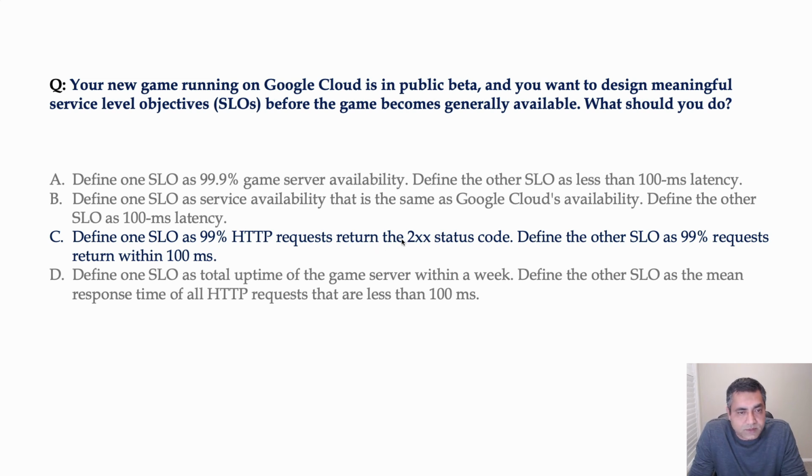So that's right. D, define one SLO as total uptime of the game servers within a week. Define the other SLO as the mean response time of all HTTP requests that are less than 100 milliseconds. It's incorrect because there is no objective for the server uptime.